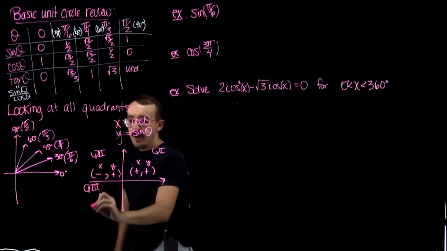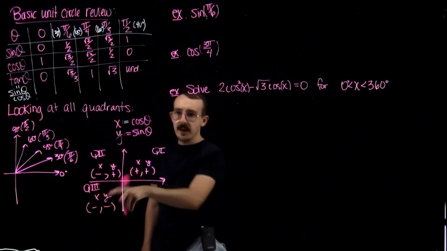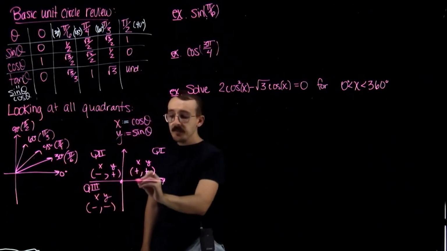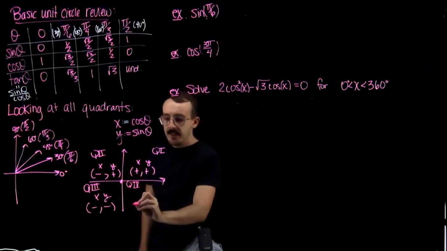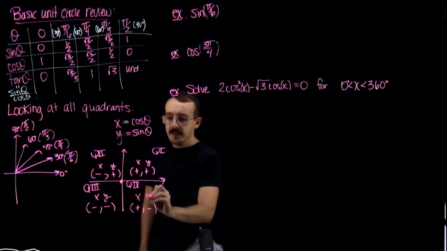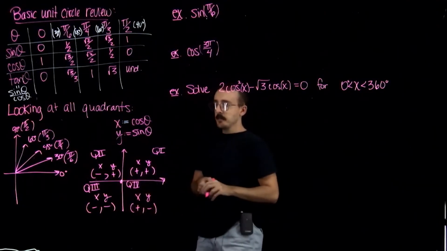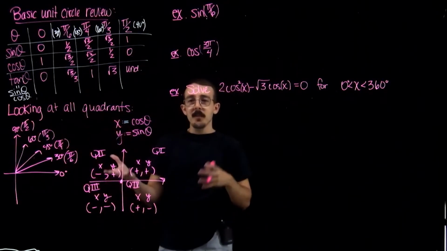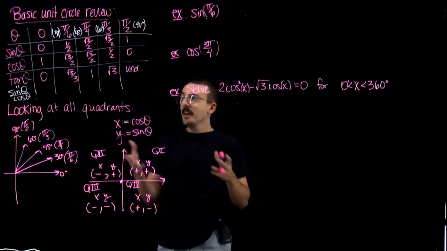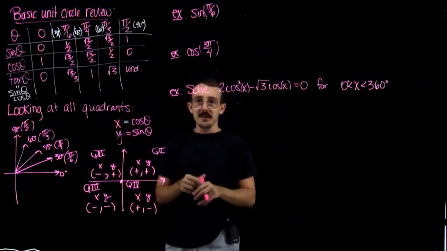Quadrant 3, both x and y are negative because you go left and down from the origin. And then quadrant 4 is down here, and this is positive and negative. So x is positive because you go to the right, and y is negative because you go down. So all of these pieces together help you efficiently find the values of sine, cosine, and tangent for most angles.